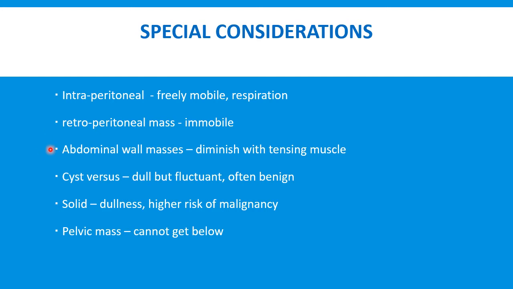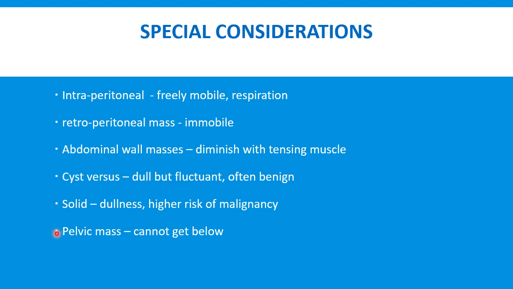Next, we come to the abdominal wall masses, especially masses arising from the anterior abdominal wall, which will diminish with tensing of the abdominal muscles. So ask the patient to tense his muscles and the lumps will become less prominent. Then cysts versus solid, very important. Cysts are usually dull but fluctuant, often benign. Solids are usually dull on percussion and have a higher risk of malignancy.